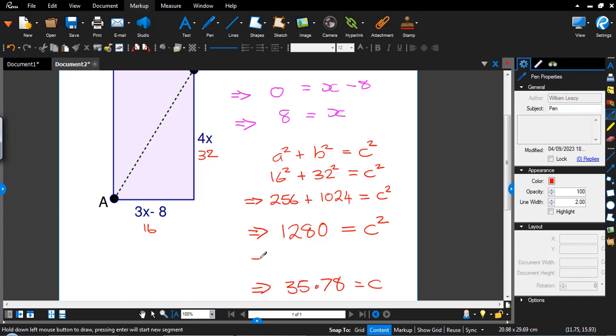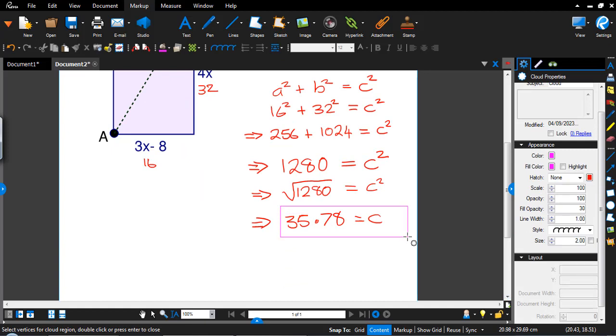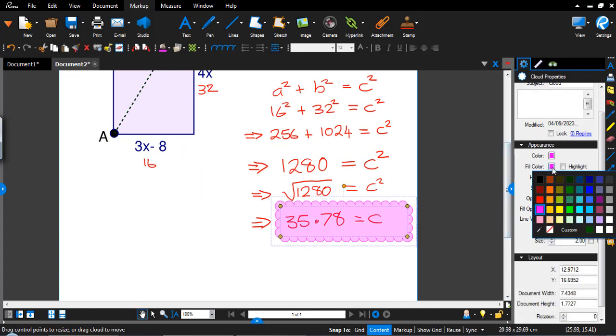That implies the square root of 1,280 equals c. Well, it makes sense because 40 squared is 1600, so it has to be less than 1600. And that is that. Alright, and then we're done.